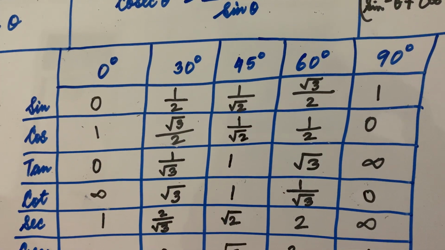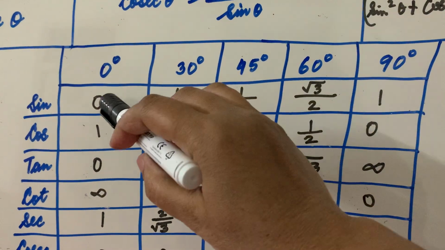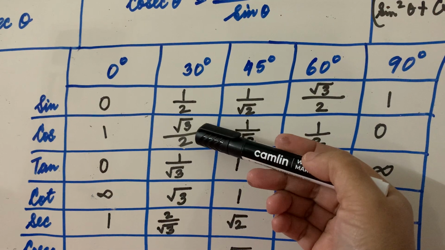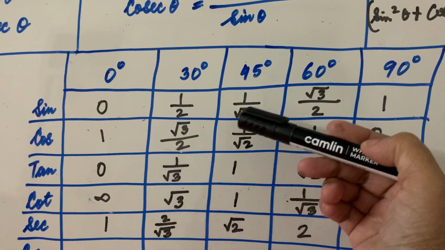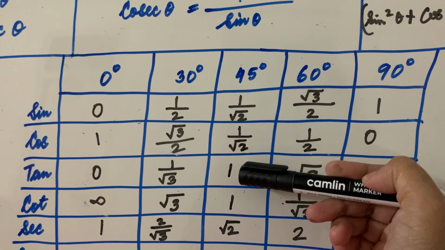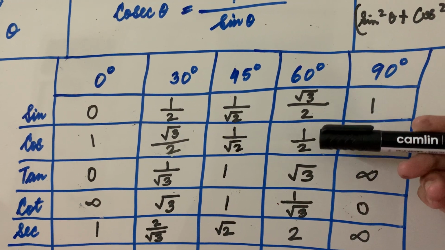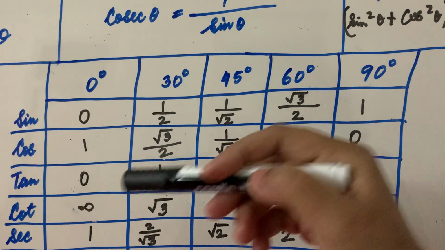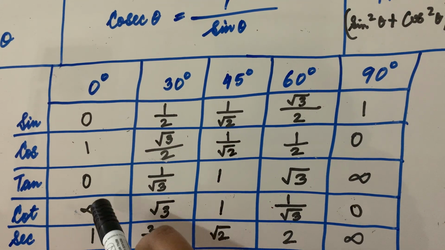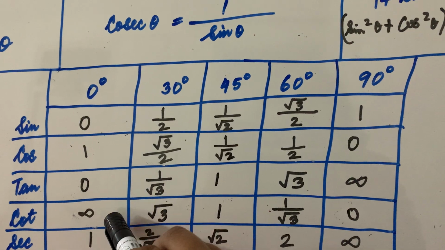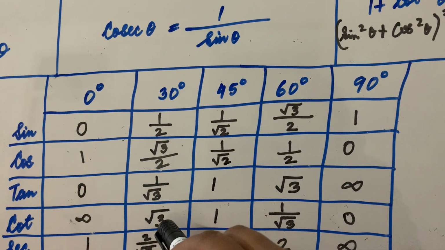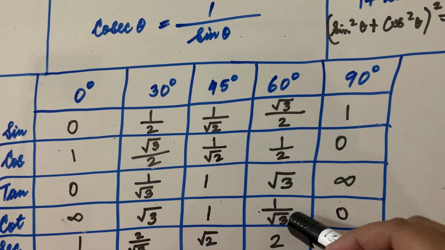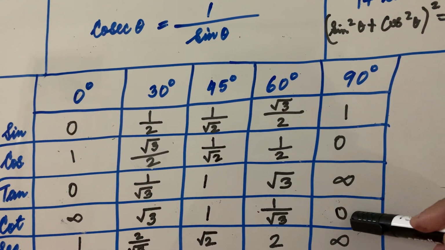Now what is tan? Tan is sine by cos. So what is 0 by 1? 0 by 1 is 0. What is half by root 3 by 2? It is 1 by root 3. What is 1 by root 2 by 1 by root 2? It is 1. What is root 3 by 2 by half? It is root 3. And what is 1 by 0? It is infinity. Next, cot. Cot is simply 1 by tan. So 1 by 0 is infinity, by 1 by root 3 is root 3. 1 by 1 is 1. 1 by root 3 is 1 by root 3 and 1 by infinity is 0.